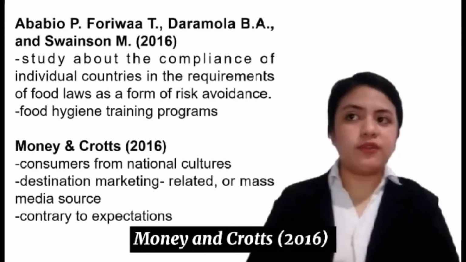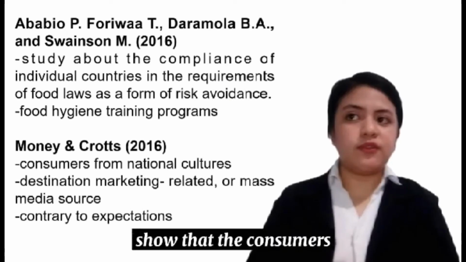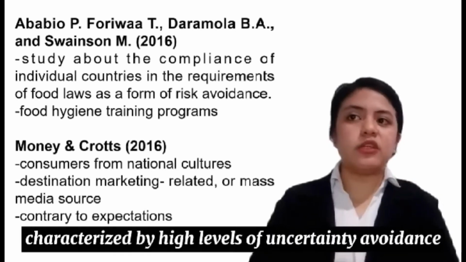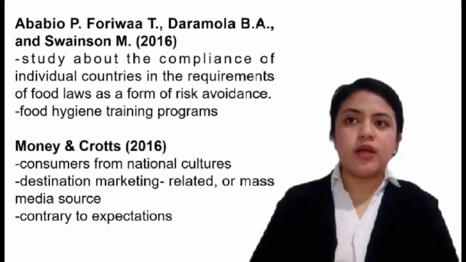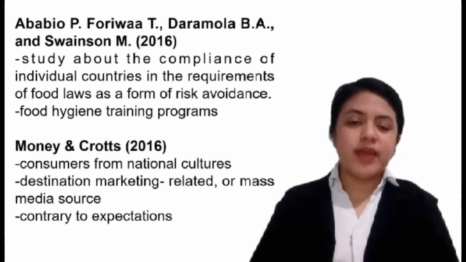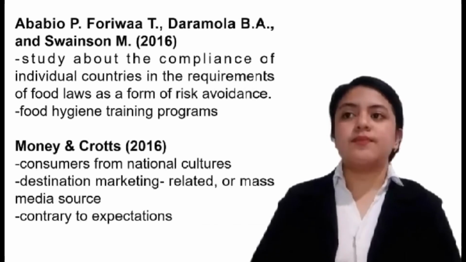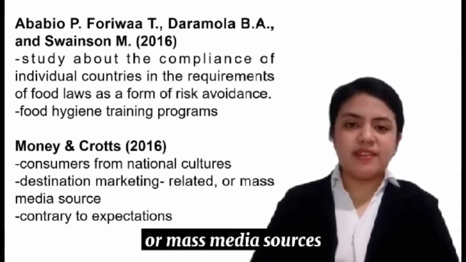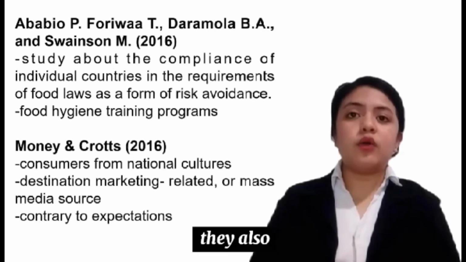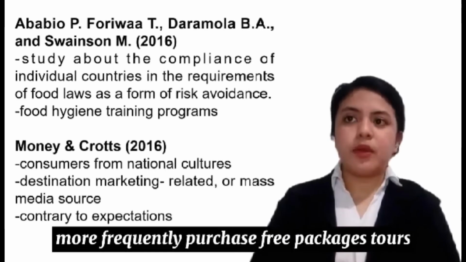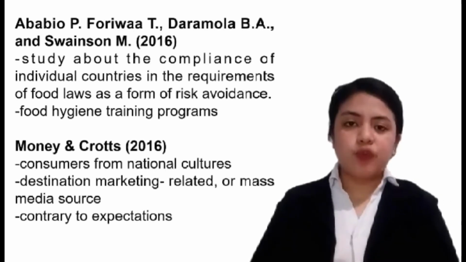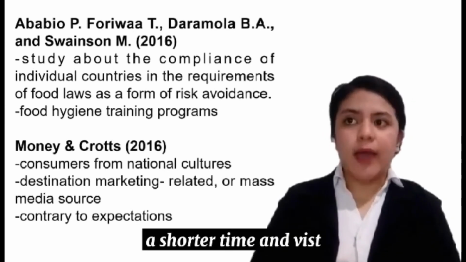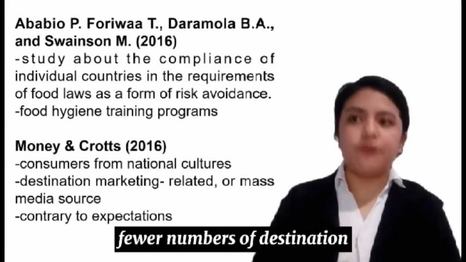Money and Crotts 2016 showed that consumers from national cultures characterized by high levels of uncertainty avoidance use information sources related to the channel, for example, a travel agent, instead of personal destination marketing or mass media sources. They also more frequently purchase pre-packaged tours, travel in larger groups, stay on average a shorter time, and visit fewer destinations.